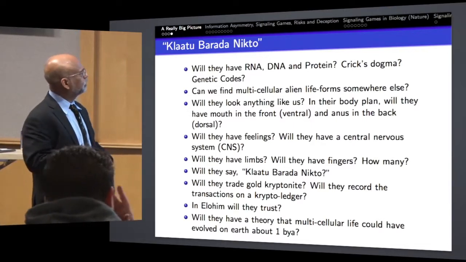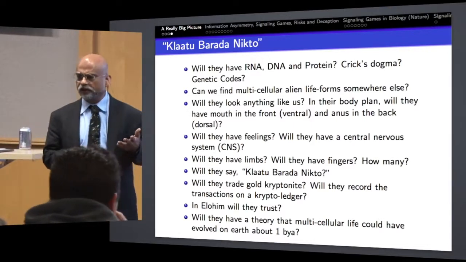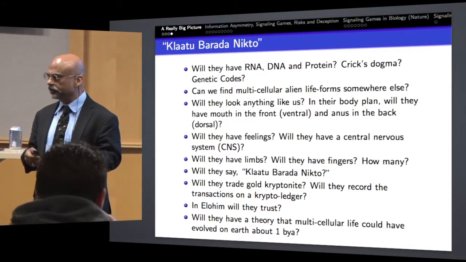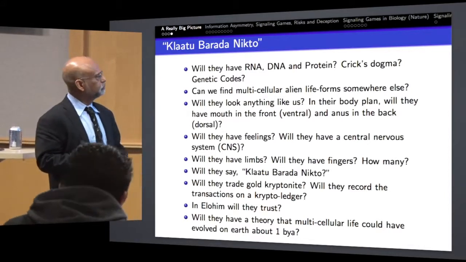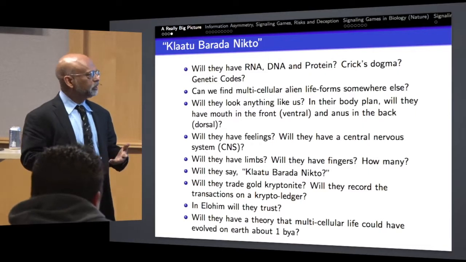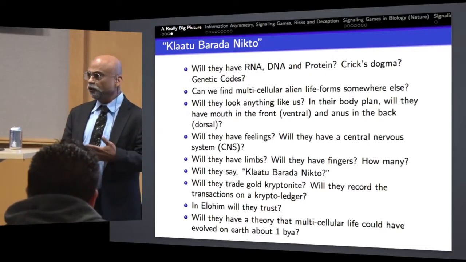How many fingers? Will they have feelings? Will they have a central nervous system? That's an important structure in the anterior-posterior system. Will they have limbs? Will they have fingers? How many fingers? And that was a big debate.